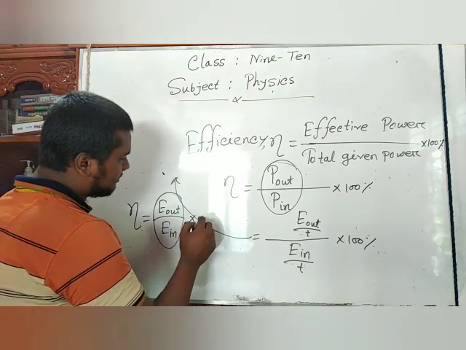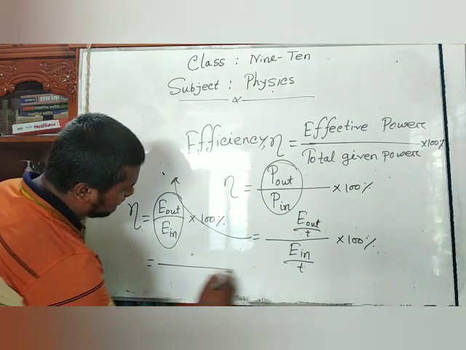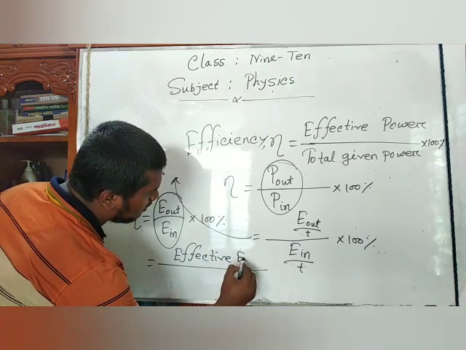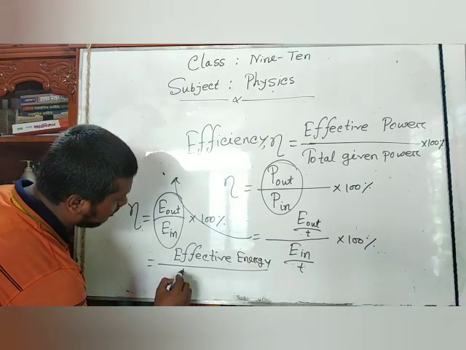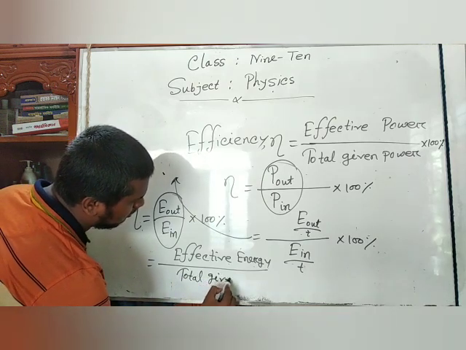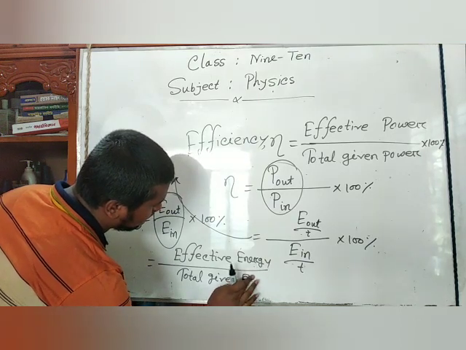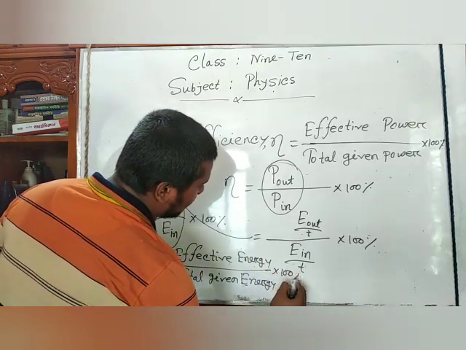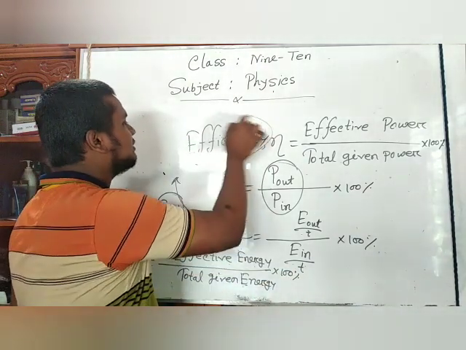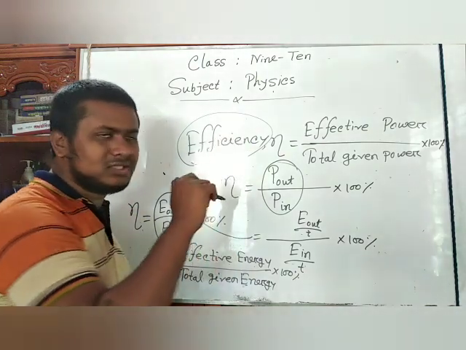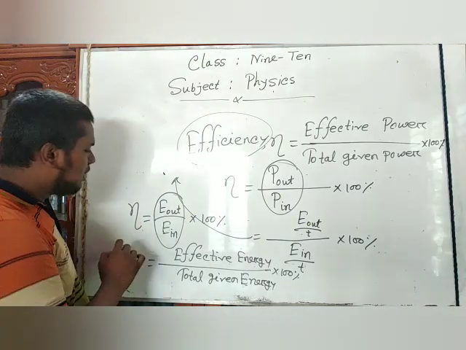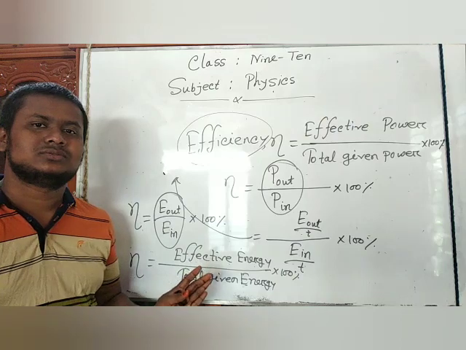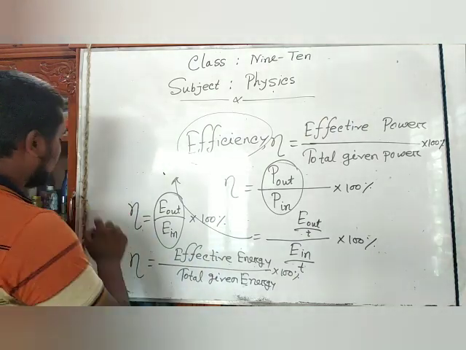So we say that efficiency equals the effective energy divided by the total given energy, times 100%. That means if we define the term efficiency, we say that the ratio of effective power and the total given power is called efficiency, or the ratio of effective energy and the total given energy is called efficiency. It doesn't matter which you say or write.